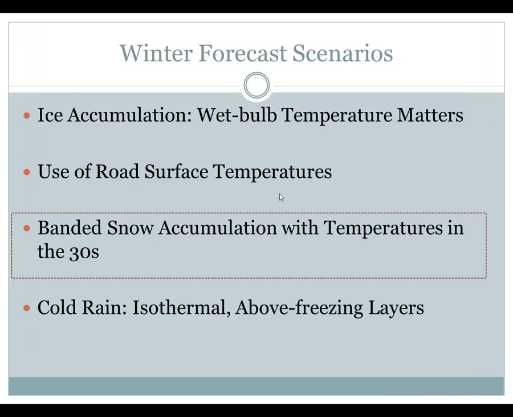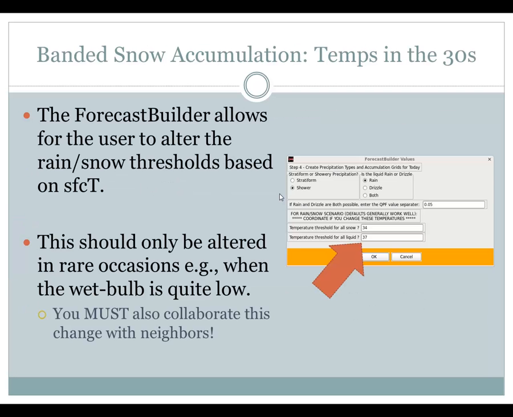So let's go through the banded snow accumulation with temperatures in the 30s. And this is more of an example of how to handle a forecast the correct way, rather than change the probability of weather type and forecast builder user interface temperature settings.